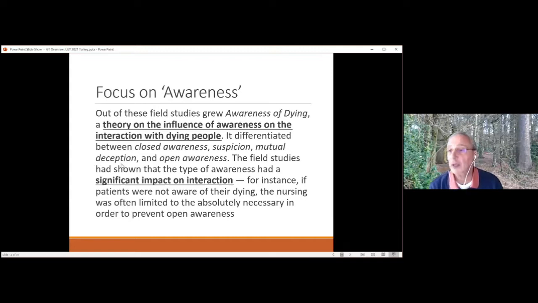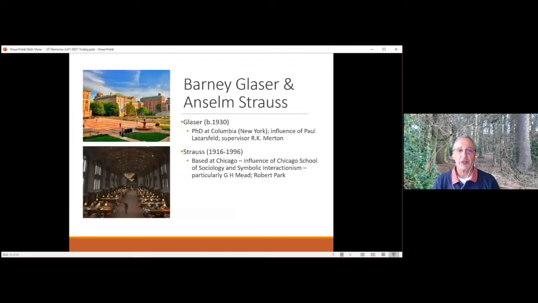Mutual deception. I've had this just a few years ago with a friend of mine of my age who developed a cancer, and we would sit and we would chat and he would tell me his treatments and we'd talk about all the things he would be doing next year when we would go out for walks in the Yorkshire Dales around Leeds and so on. We both knew that was very highly unlikely or almost certainly was not going to happen. So this was the early work that Glaser and Strauss did.